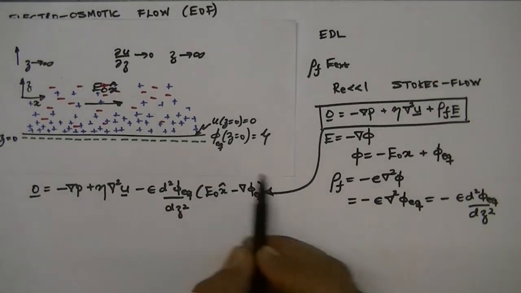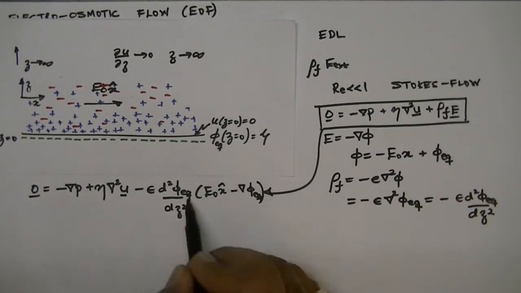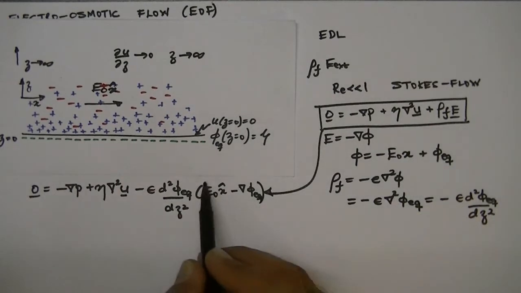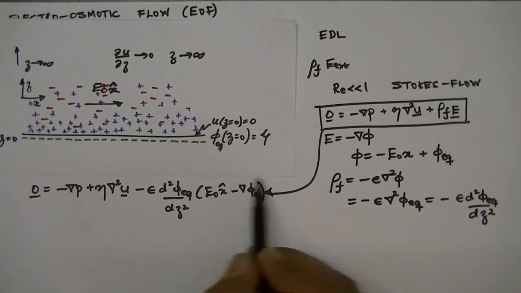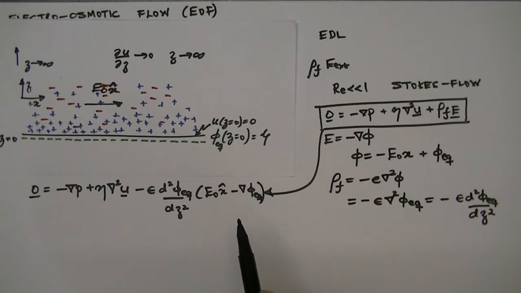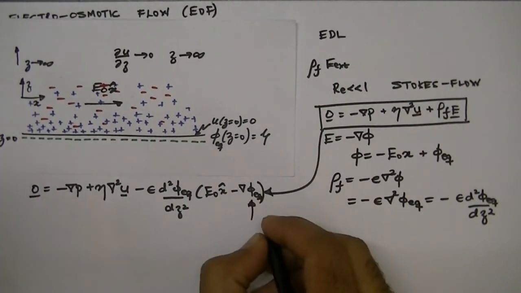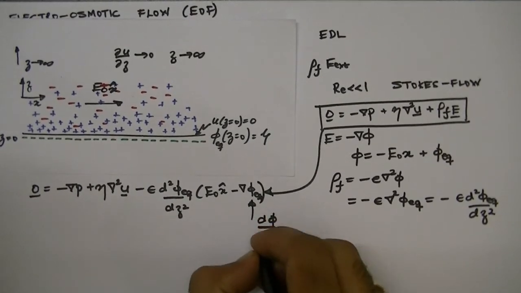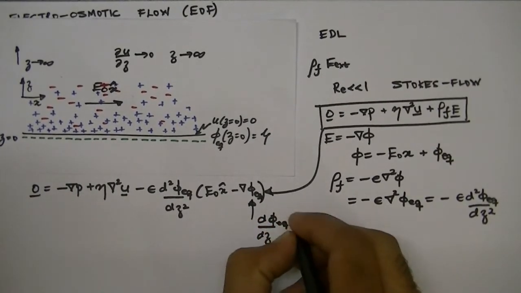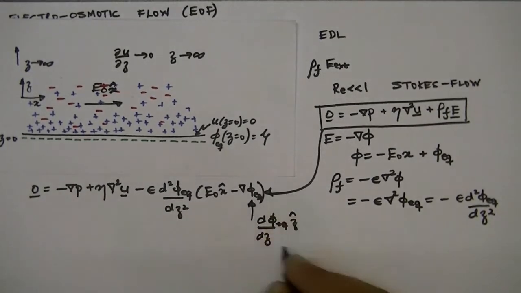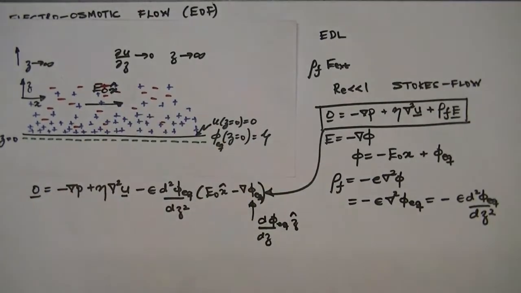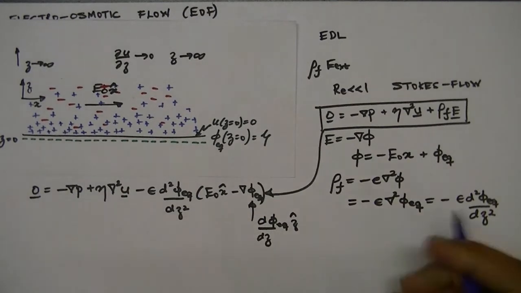Okay, so the electric field can be decomposed into the external electric field and the electric field due to the equilibrium potential in the EDL. Actually, this term has only the z component because the equilibrium potential varies only in the z direction. And recall that we have already solved for this equilibrium potential.